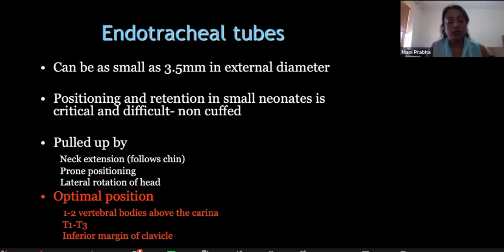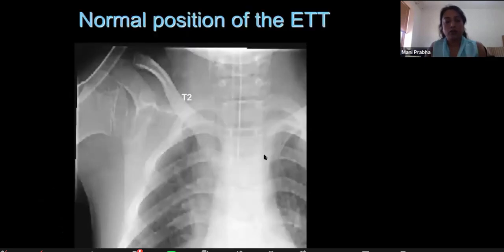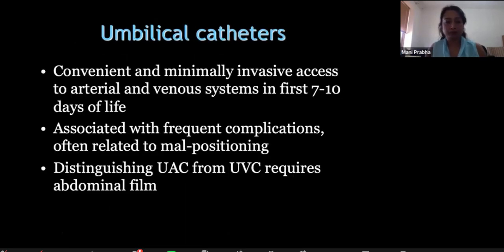So they can easily be pulled up by neck extension, prone positioning, or lateral rotation of the head. The optimum position of the endotracheal tube is 1 to 2 vertebral bodies above the carina, which is at the level of T1 to T3, ideal position T2, or the inferior margin of the clavicle. So this is somewhat at the inferior margin of the clavicle and at the T2 level. You can't see the trachea very well, apologies for that, but it is well above the carina.